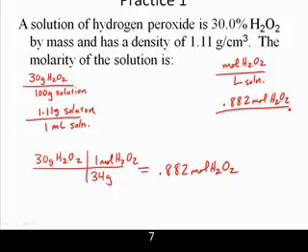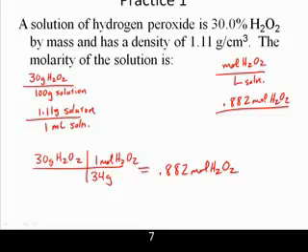And then, alright, I can use that 0.882 as long as whatever I put in the denominator is equivalent to 100 grams of solution. Does that make sense? 30 grams of H2O2 per 100 grams of solution. So now I've converted it to moles, 0.882 moles of H2O2, but that goes with the 100 grams of solution. So I don't need grams of solution, I need liters of solution.